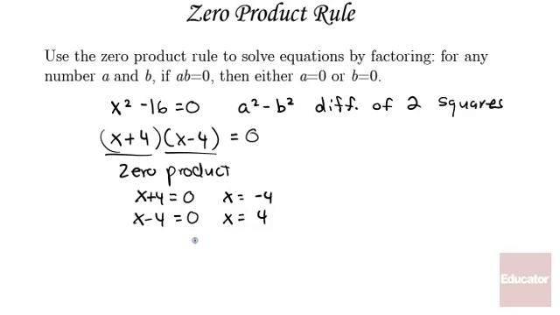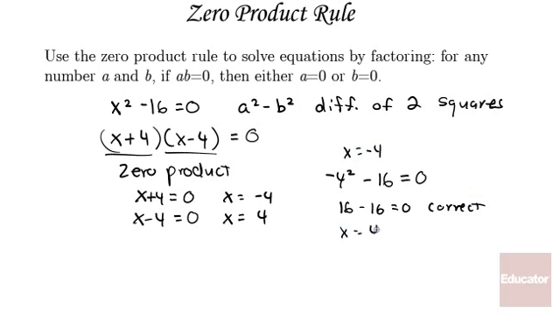And if you wanted to check that, you could go back up here and say, okay, let x equal negative 4. So that's negative 4 squared minus 16 equals 0. That is 16 minus 16 equals 0, and that checks out. That is a valid solution. I could do the same thing for 4. So x equals negative 4.